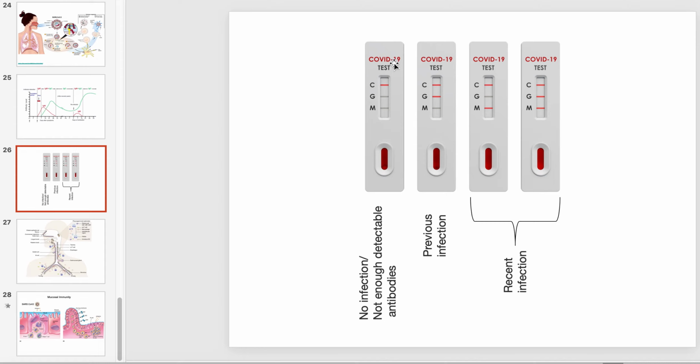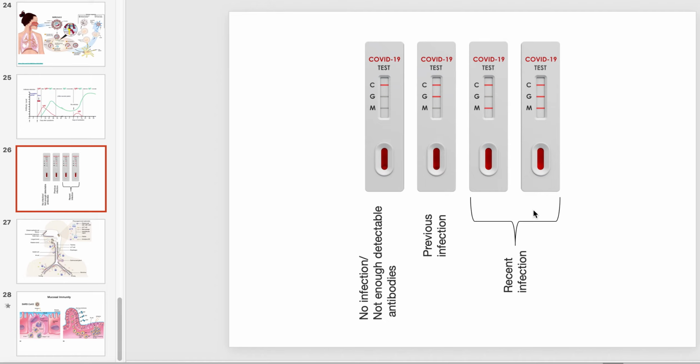So in this particular case, it's negative for IgG, negative for IgM, and that tells you that it was either no infection, not enough detectable antibodies, or the infection happened too long ago. In this particular case, an individual had a relatively recent previous infection, not too recent. And the reason why we know it wasn't too recent is because the IgM is negative, the IgG is positive, and thankfully the control is positive, so we know it's reliable. So again, this individual had a previous infection, not too recent previous infection.